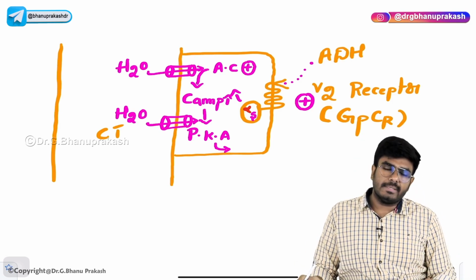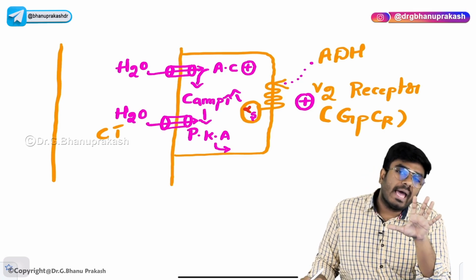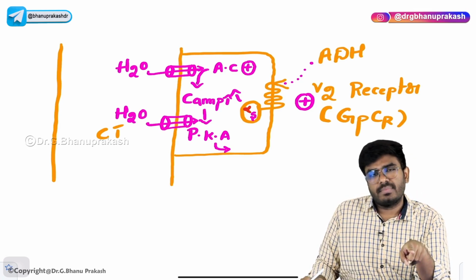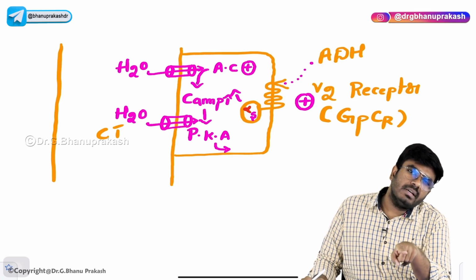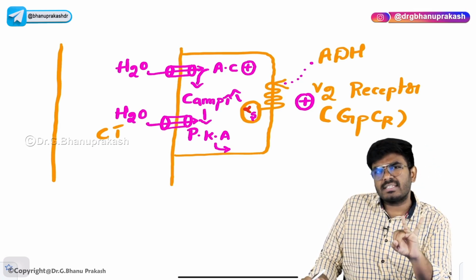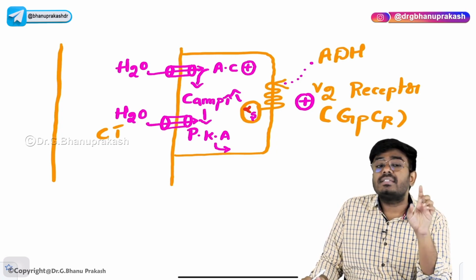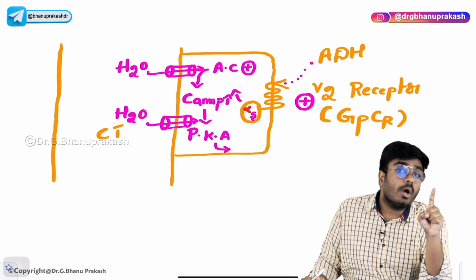So, what I am saying is, antidiuretic hormone acts on V2 receptors. Now, what exactly is this V2 receptor? Is it a type of G protein coupled receptor? Is it a tyrosine kinase receptor? Is it a serine kinase receptor? Or is it a Janus kinase receptor? It's an example of a G protein coupled receptor.